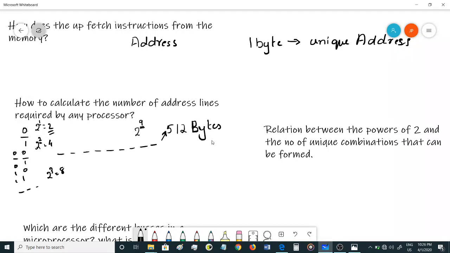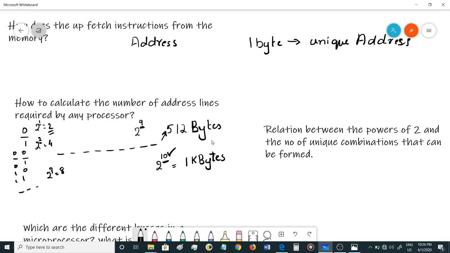Let's say you have 1 kilobyte. You want to connect, at the max, 1 kilobyte to your processor. How many address lines will be required? 2 to the power 10 is 1 kilobyte, so you will require 10 address lines.